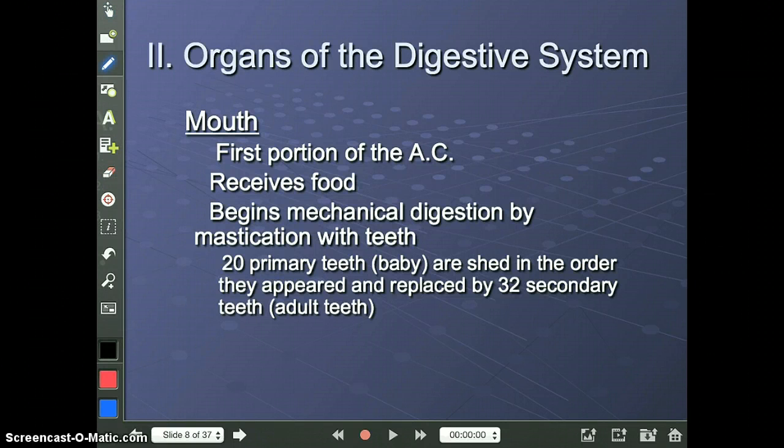And the main thing we're going to look at here is the amount of teeth that we do have. Now, as we start to develop, we have actually 20 primary teeth. Those are what we consider baby teeth. And as we start to age, they end up getting shed, pushed out, and replaced by 32 secondary or adult teeth.